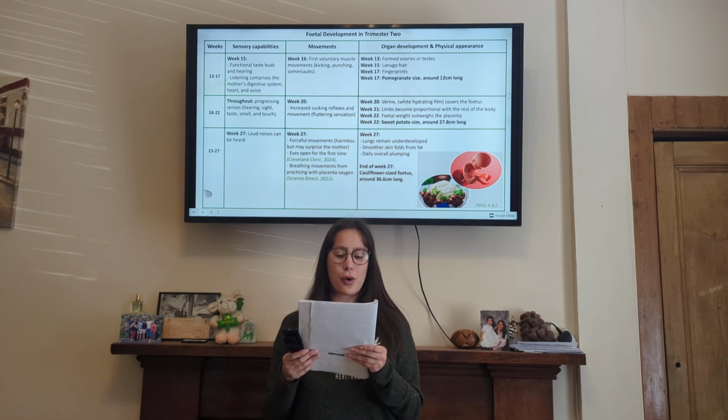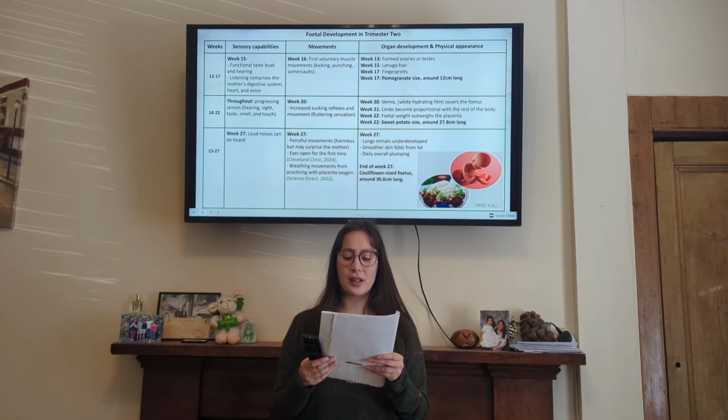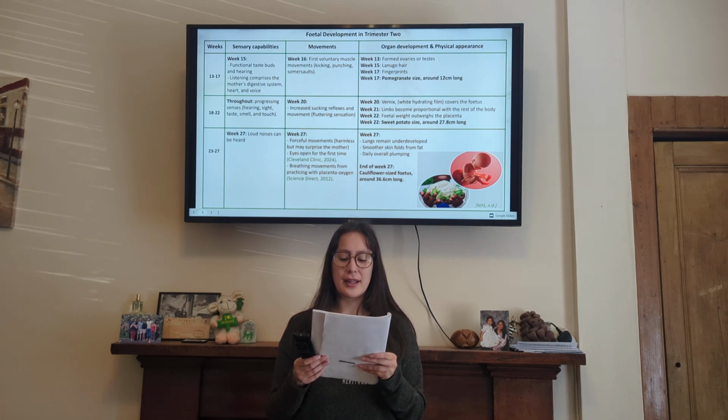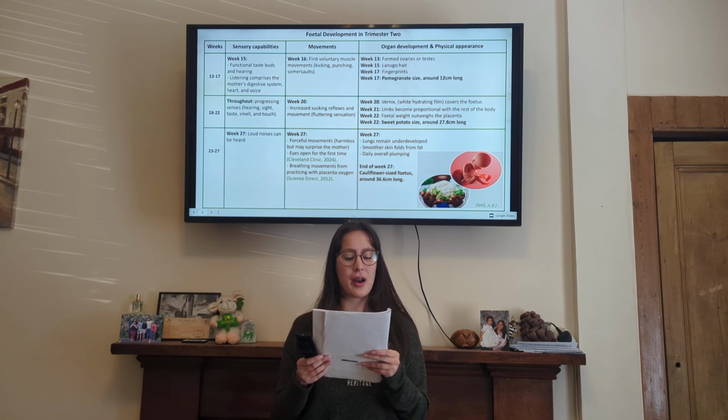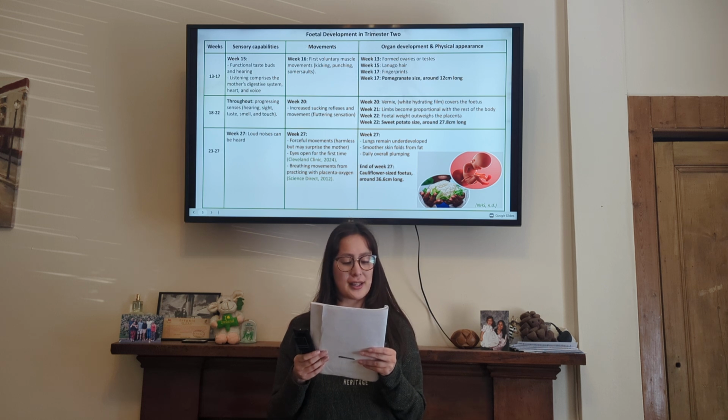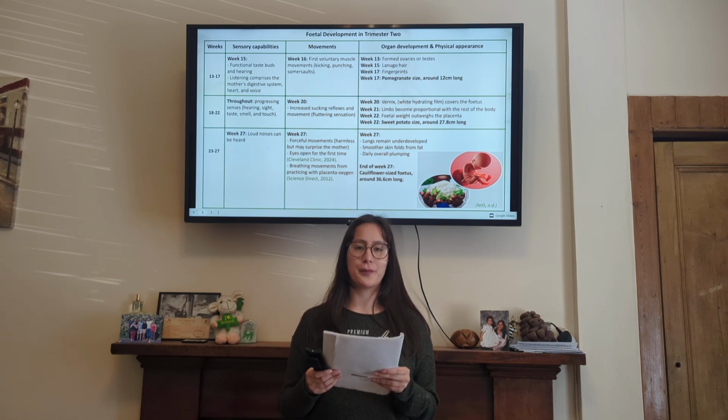Week 13 brings formed ovaries or testes, followed by lanugo in week 15, a fine silky hair that covers the entire body. This is around the time the taste buds and hearing become functional, and listening consists of a muffled mother's digestive system, heart and voice. Week 17 brings unique fingerprints and an overall fetus size comparable to a pomegranate, around 12 centimetres long.